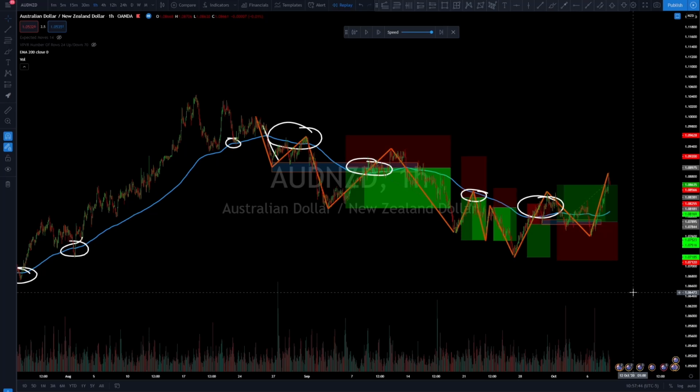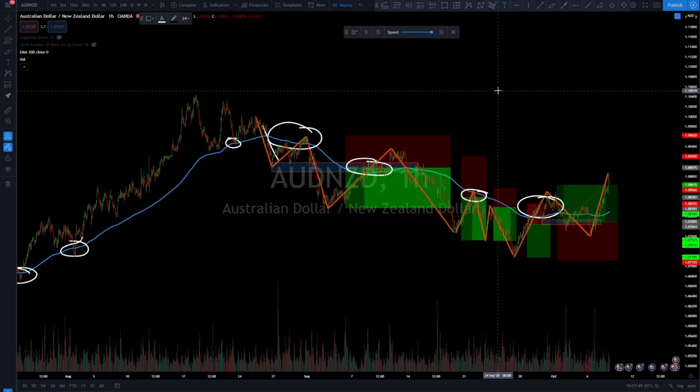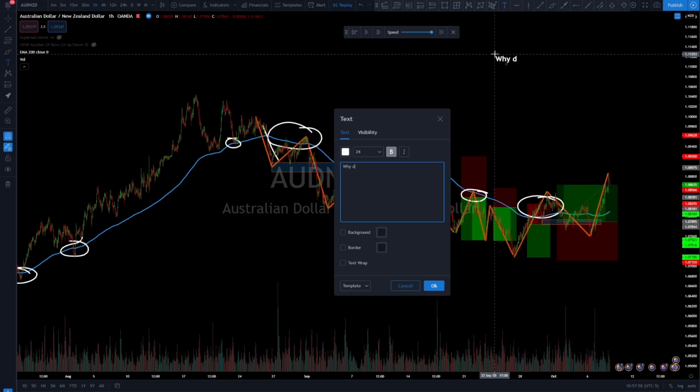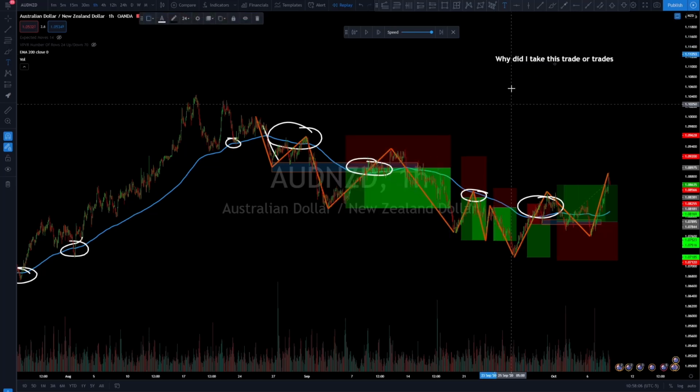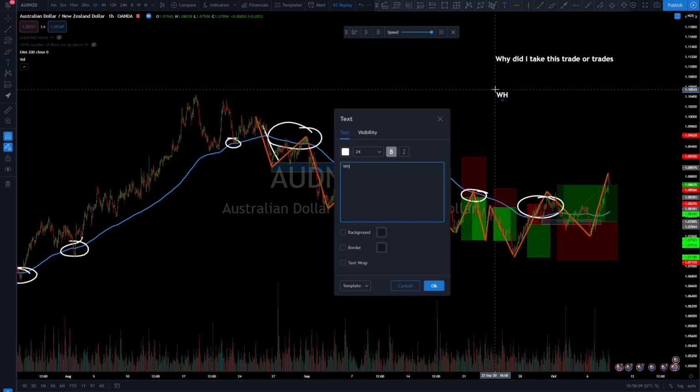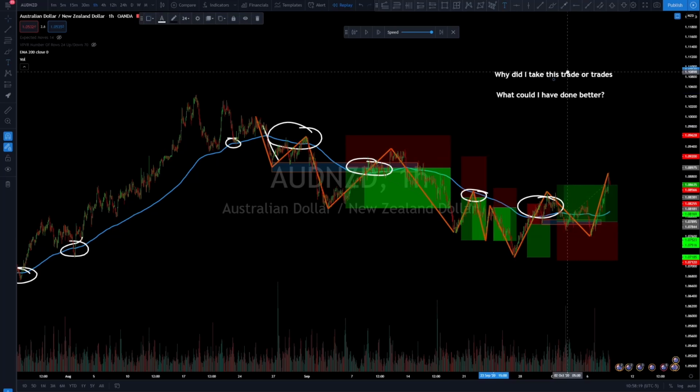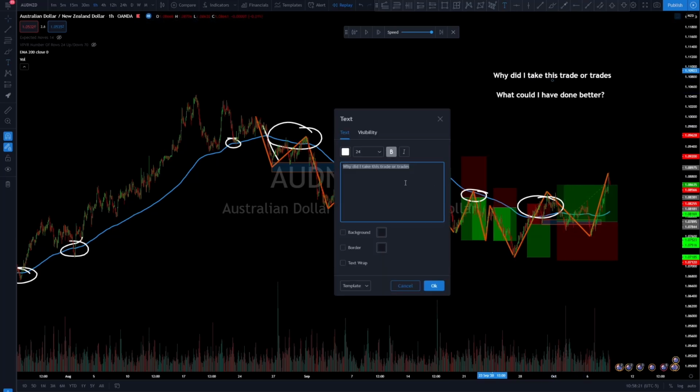Well, actually, this is the second part. What you can do is ask yourself 2 questions. This is what I do every single day, and this will make a dramatic change in your trading. You ask yourself, why did I take this trade or trades? And what could I have done better? These 2 questions will single-handedly turn your trading around. I can almost guarantee that you will improve if you do this every day on a daily basis.